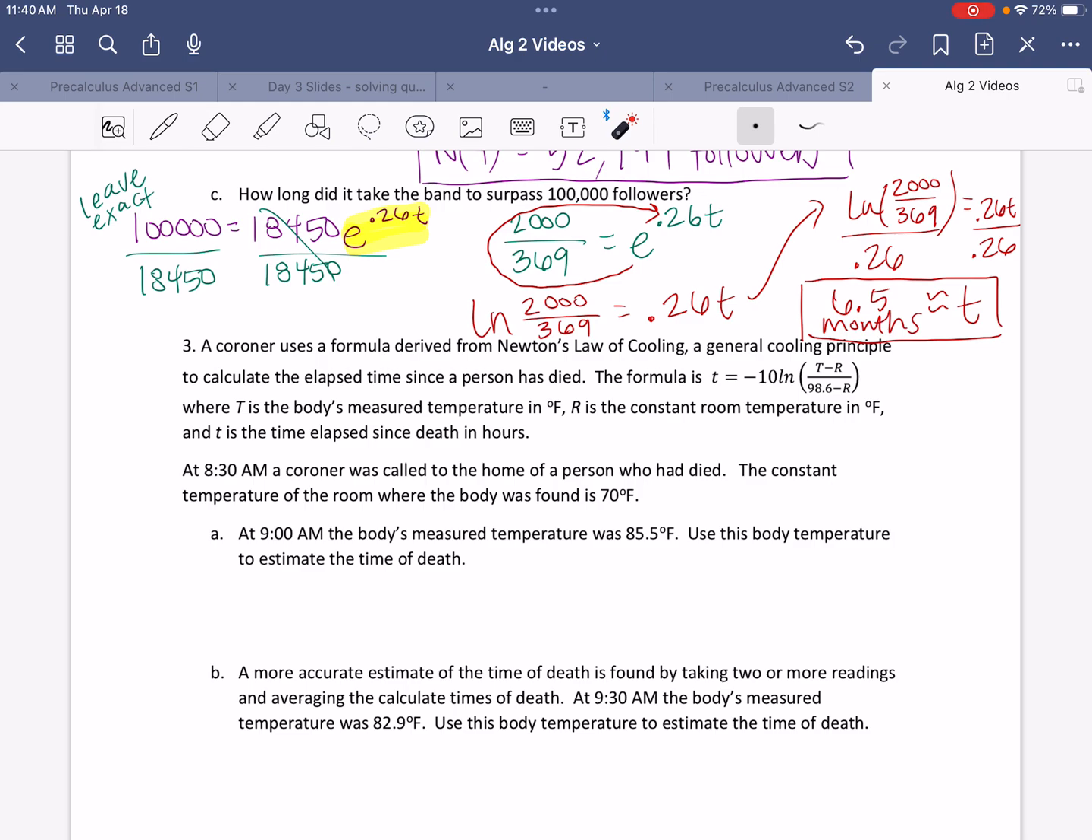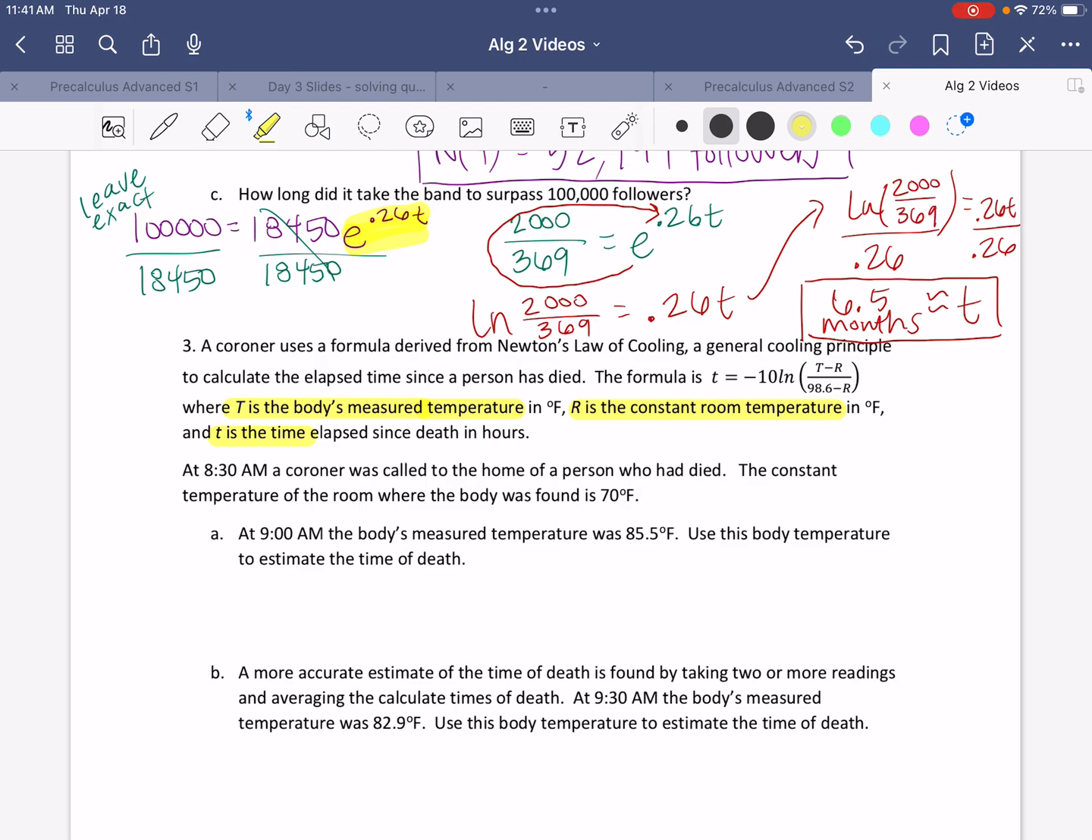Okay, so it says a coroner uses a formula derived from Newton's law of cooling, a general cooling principle, to calculate the elapsed time since a person has died. The formula is t equals -10 times the natural log of (T minus R) over (98.6 minus R), where T is the body's measured temperature in degrees Fahrenheit, R is the constant room temperature in degrees Fahrenheit, and t is the time elapsed since death in hours. Okay, great. Just a really great application of logs here. So we have body temperature, we have room temperature, and we have time.